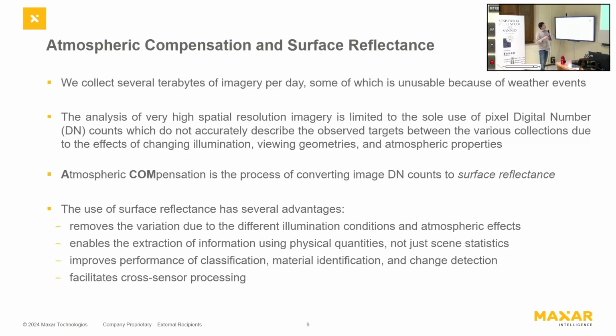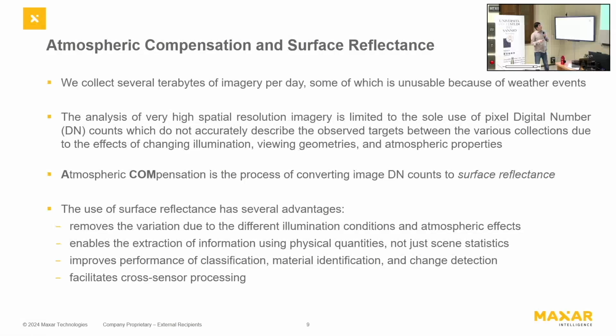But in general, atmospheric compensation is the algorithm that gets you to what is called surface reflectance. Surface reflectance is what you measure on the ground with, for example, a spectrometer. But again, there is this thing called atmosphere between the sensor and the ground, and what you want to remove are the effects of the atmosphere, which is not just the blue color, which is called Rayleigh scattering, but it's also aerosols and water vapor and all the particulates in the atmosphere that you want to remove.